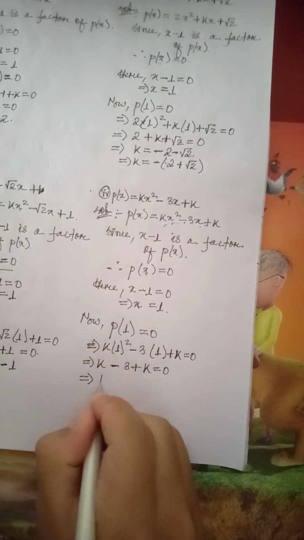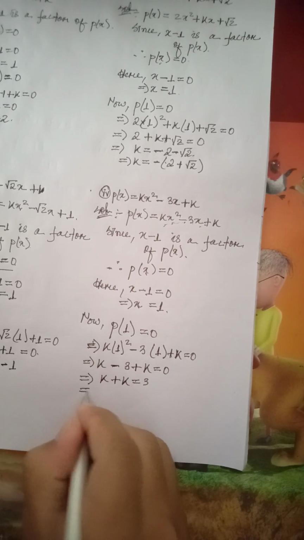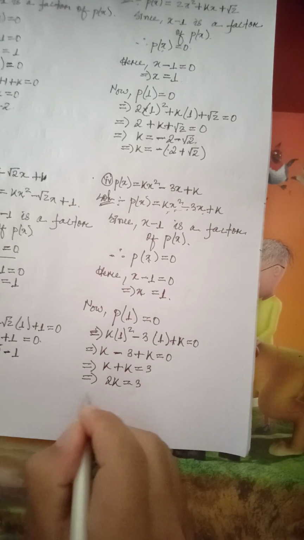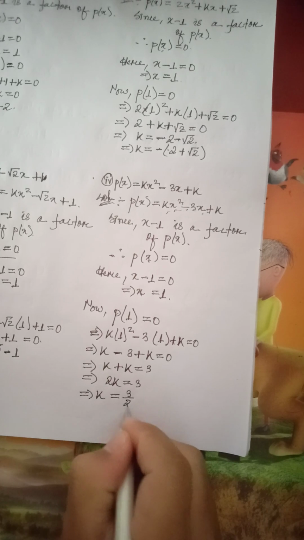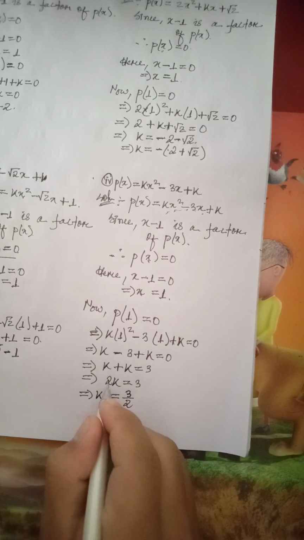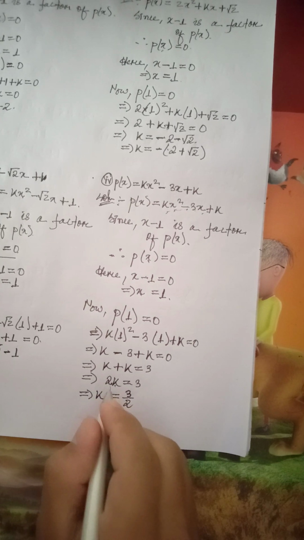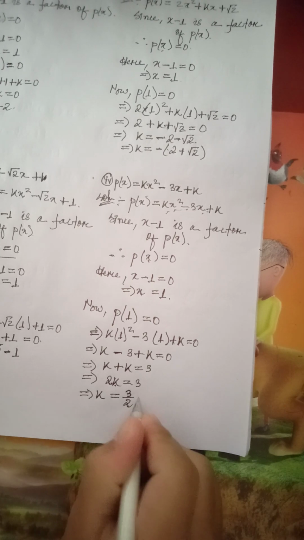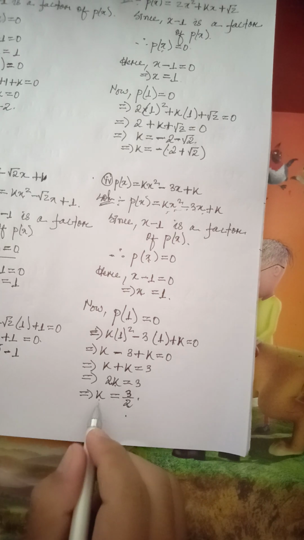If you move this minus 3 to the other side, then it will become plus 3. Now if you add k and k, then it will get twice k equal to 3. Now if you move this 2 to the other side, then it will become in the form of divide, that is 3 by 2. Since between 2 and k there is multiply, if we move this 2 to the other side, then it will become divide. Now we got the value of k equal to 3 by 2, which is the required value of k.